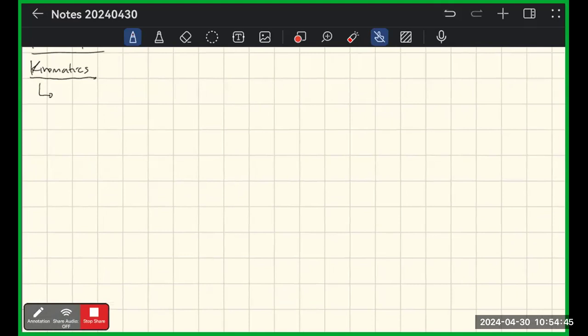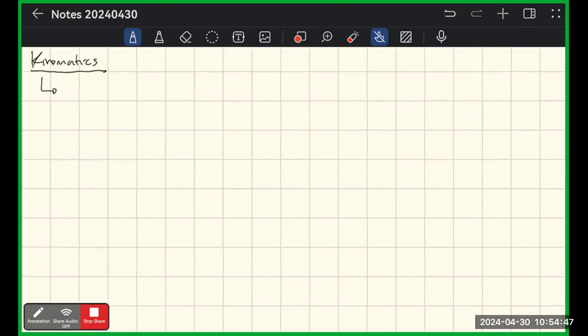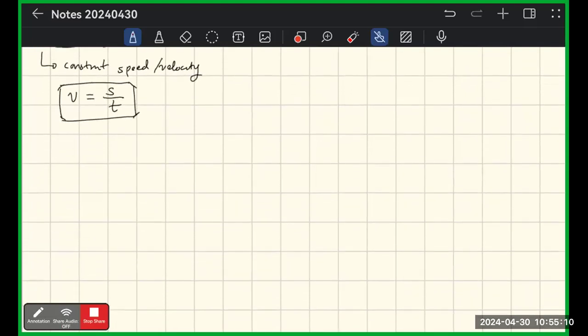is the first one, the constant speed movement. So with the constant speed or constant velocity, we just have that v equals the displacement over time. So this is all you need. But sometimes we need some basic math for the projection and stuff.